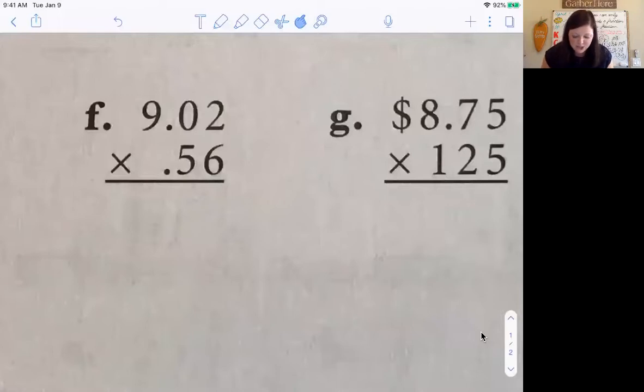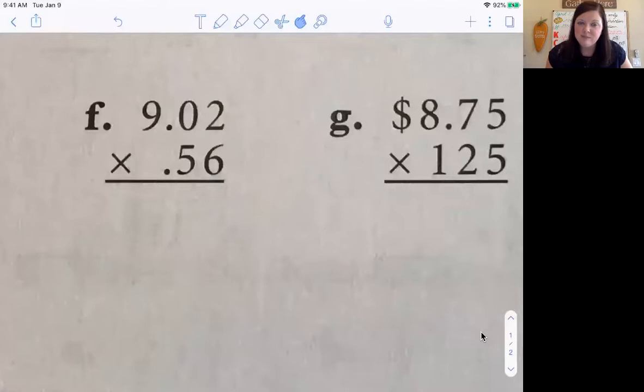I'm on section 8, problem F. Section 8, problem F. Would you turn there for me? You're going to see that up on the screen. Okay, we should all be there. Let's examine letter F together.